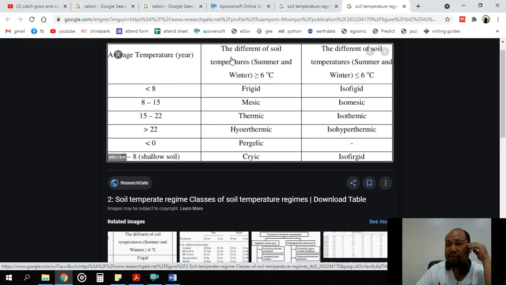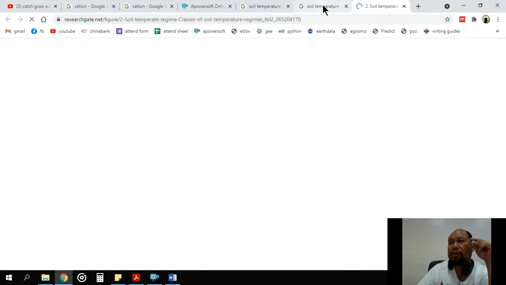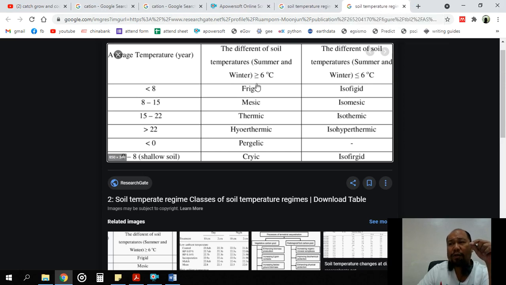Okay, there is a first column, average temperature. Different soil temperatures. The difference between summer and winter. Take note. Average temperature all throughout the year. The difference between the hottest and the coldest months should be greater than or equal to 6 degrees Celsius for one, and less than or equal to 6 degrees Celsius for the other. If the average temperature is less than 8 degrees Celsius year round, you can find this in permafrost areas in North Alaska, the polar regions. That is frigid. If the difference between summer and winter is more than 6, it is frigid, but less than 6 is isofrigid. So now we have names.